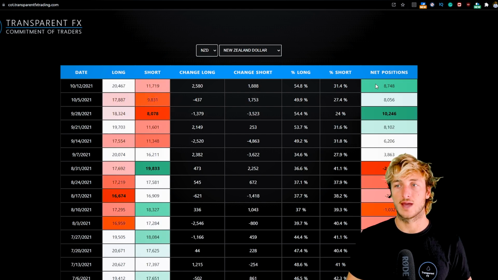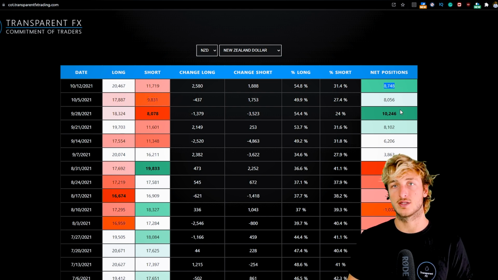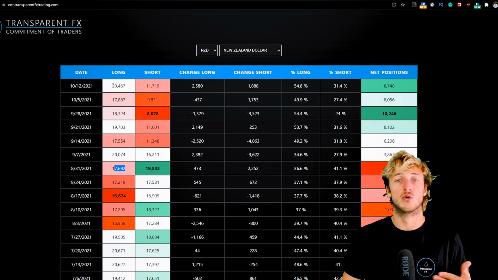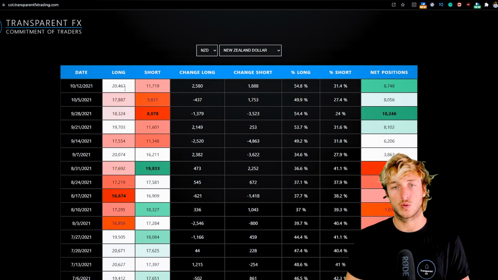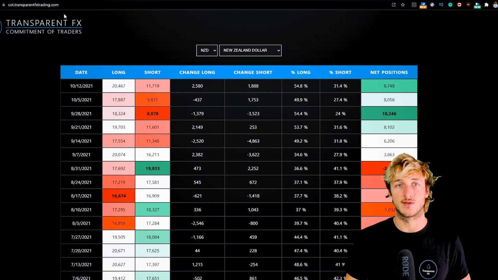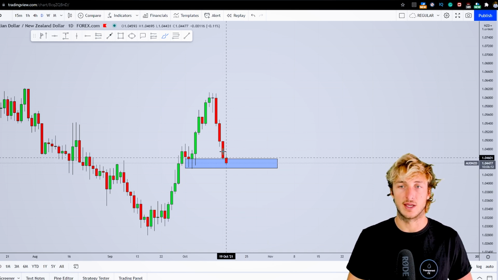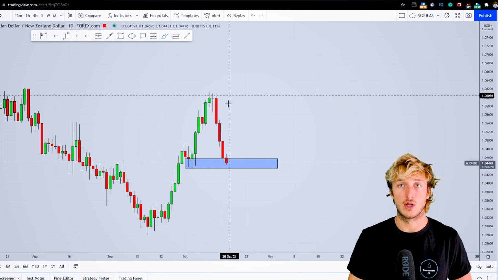And if we go and see what we have on the NZD, we can see how the NZD went from a negative net positioning to a positive net positioning, meaning that we went from having more shorts than longs from an institutional perspective to currently having more longs than shorts, with 20.4k longs and 11.7k shorts. So there is definitely the possibility here to see more continuation to the downside in the long term.